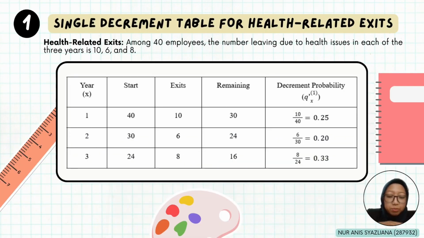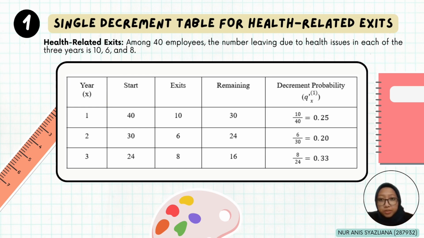So today I will present our group project, which is retirement completion prediction. Based on the following data, we have to develop a model to predict retirement rates and analyze potential influences. Firstly, based on the question, we have to construct a single decrement table for each cause.